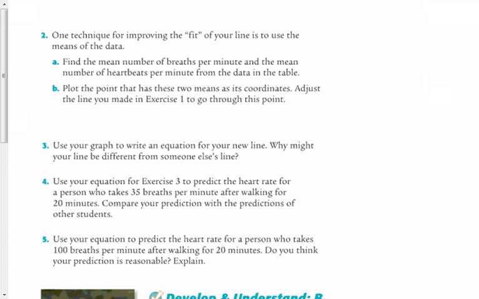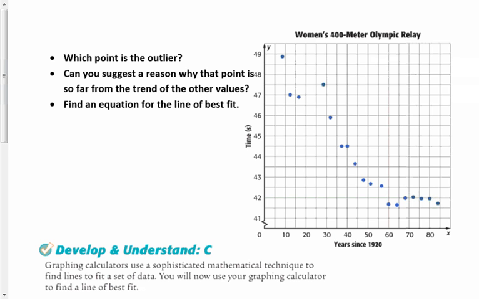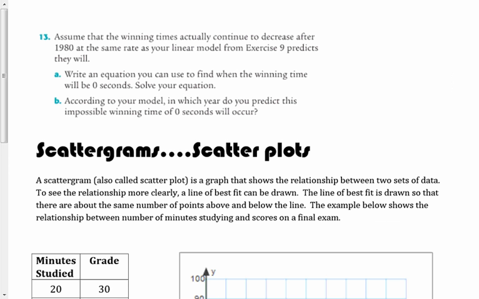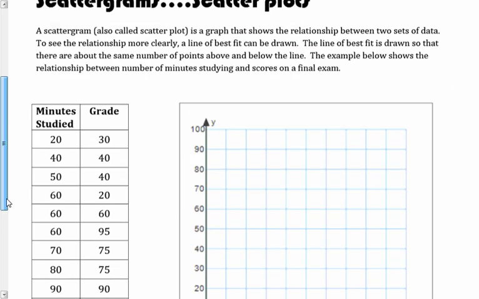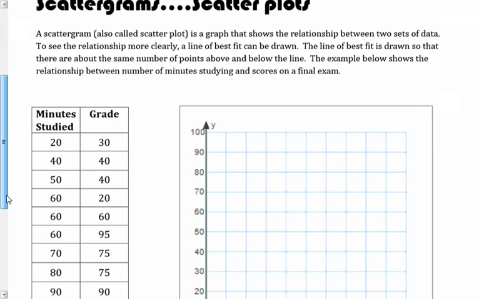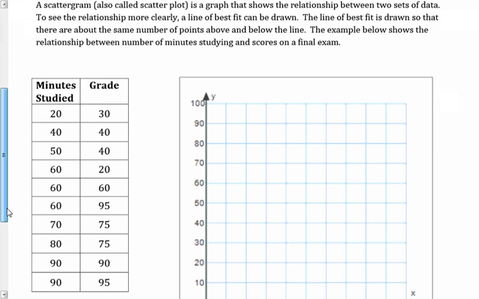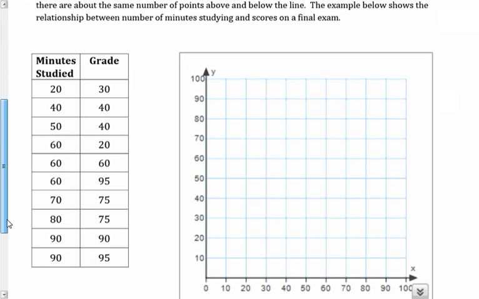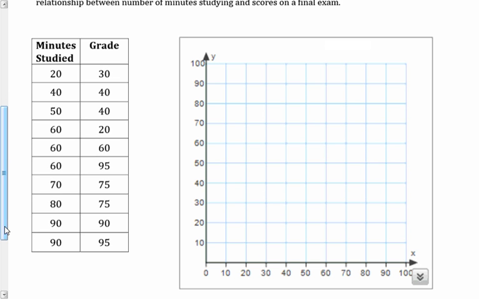One technique for improving the fit of your line is to use the means of the data. And I'm going to show you how to use the means of the data on another problem on page 11. So go to page 11 here. Right here. So here we have some data. This scattergram shows a relationship between the minutes studied and your grade. And what I'm going to ask you to do is go ahead and create the graph for this. So go ahead and plot those points on your graph.